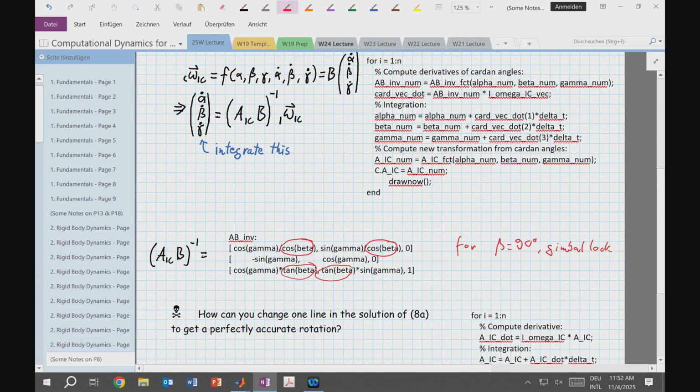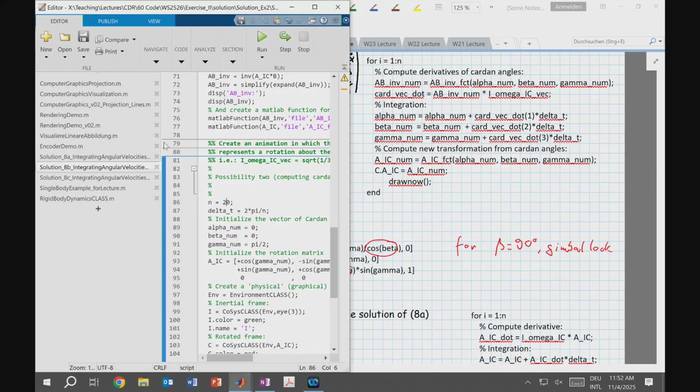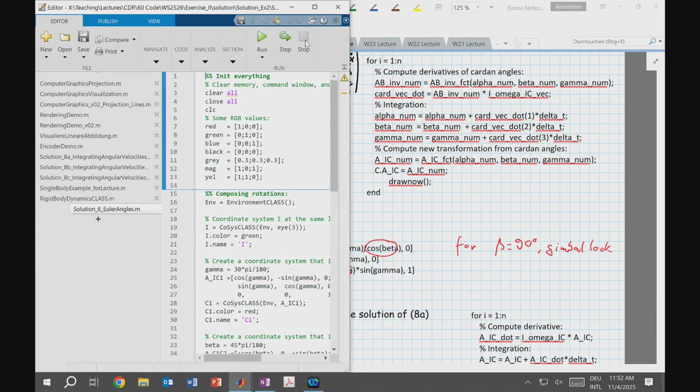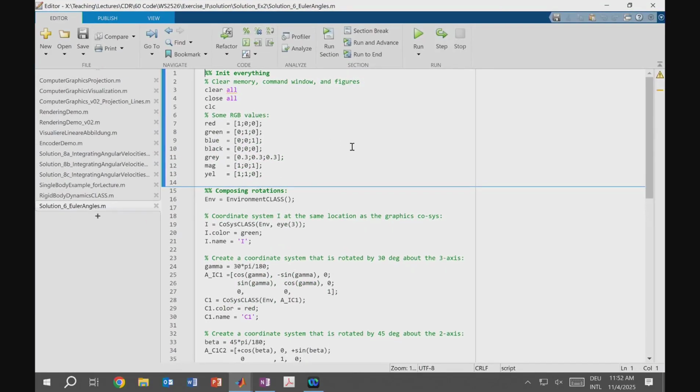What is happening here physically? Numerically, I know if this becomes 0, then I cannot really invert this matrix, and these values would become infinite because I have a 1 over 0 in here. So numerically it's an issue. What is happening physically for beta equals 90 degrees?